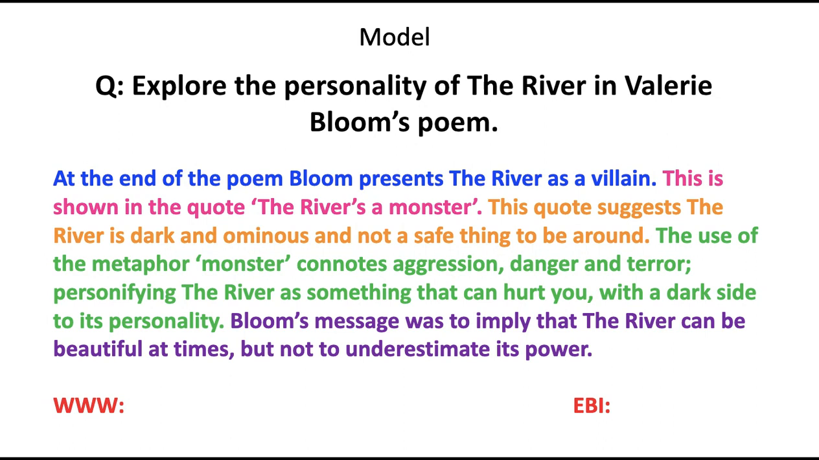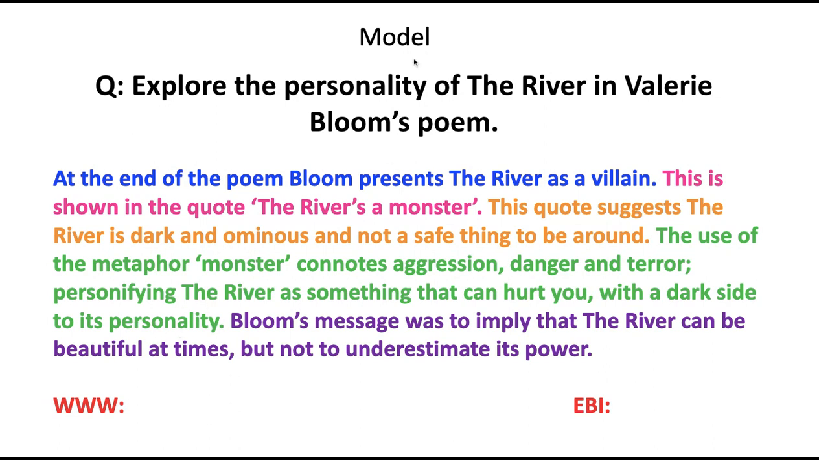I've picked out a device. I have written what the device is, and I've given further connotations: aggression, danger, and terror. Remember, we put them in 3 just to give our reader that little bit of extra, that rule of 3, that triplet. That's my connotations: aggression, danger, terror. Personifying, I'm using that subject terminology even more. The river, it's almost the name of the river, isn't it? Giving it an identity as something that can hurt you with a dark side to its personality.